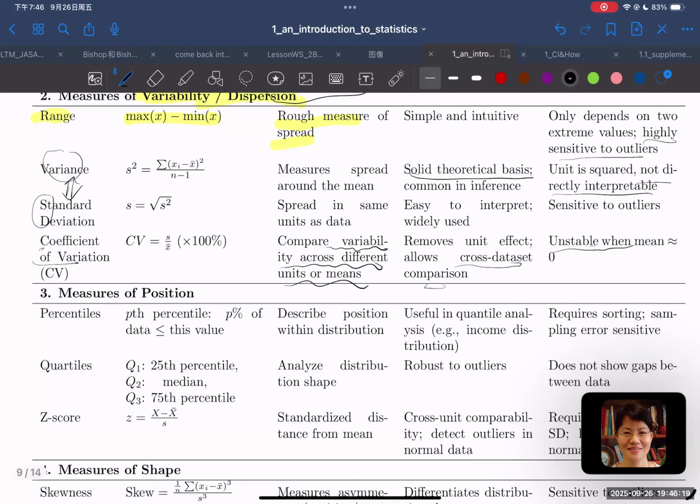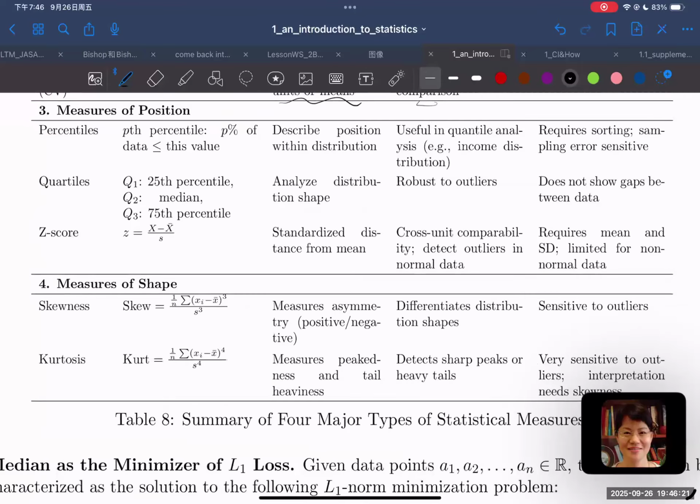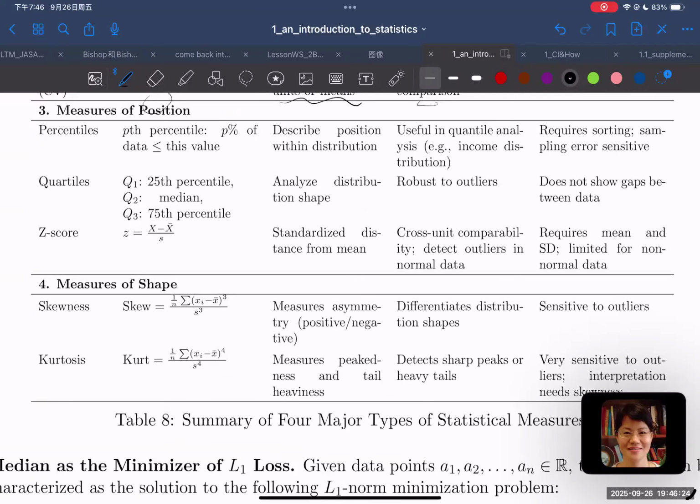Yeah, this is one. Next one is about the position measurements. For position measurements, like percentile, they require sorting. Sorting just means you rearrange the data in some ascending or descending order. And for quartile, not much difference, only a constant coefficient difference, right? For Z-score, this one requires mean and standard deviation. If the data is not normal, there would be some trouble. You need to do some calibration.